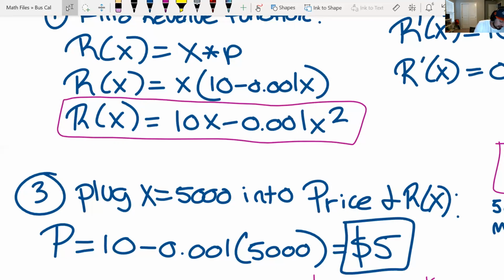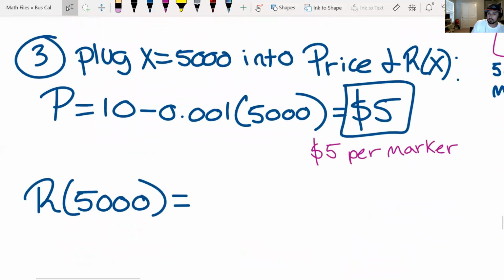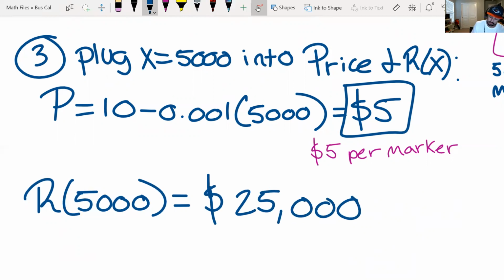So 10 times 5,000 minus 0.001 times 5,000 squared. And if we sell, and this kind of makes sense already, if we sell our markers at $5 a piece and we sell 5,000 of them, then our maximum revenue is going to be $25,000.